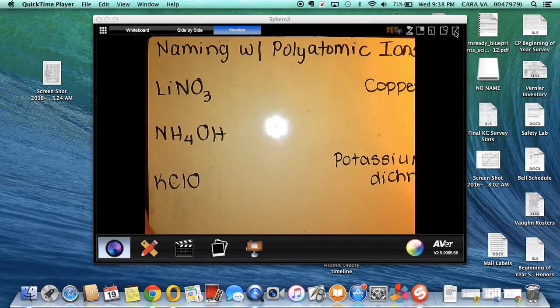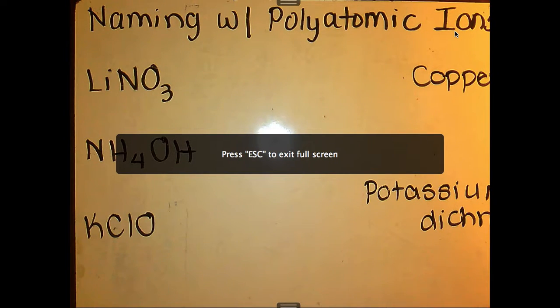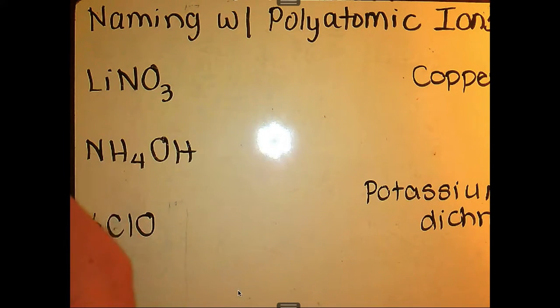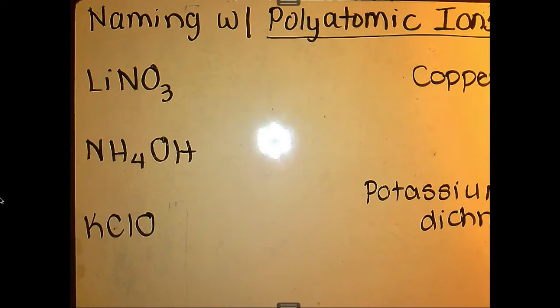Okay, this is our last one for today, and we're going to be looking at naming with polyatomic ions. And the good news is that this one right here is definitely a little bit easier than the stock system naming that we just looked at. So we talked about polyatomic ions back when we were discussing bonding this past week and last week.